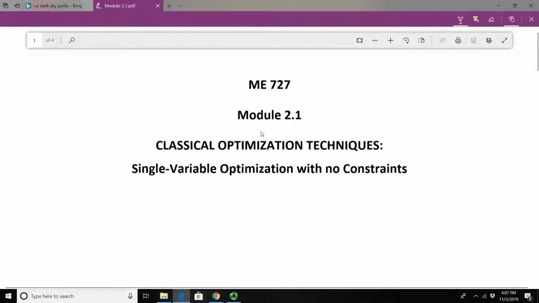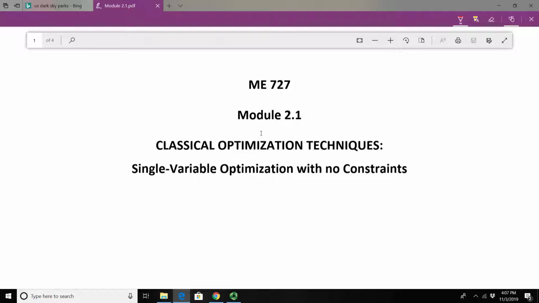So we are now at module 2.1 and we'll go through classical optimization techniques in the case of single variable optimization with no constraint. And you would notice that we are starting for most of the course with classical optimization techniques. And near the end, we'll go into modern optimization techniques. Classical and modern here may not mean what comes to your mind typically.